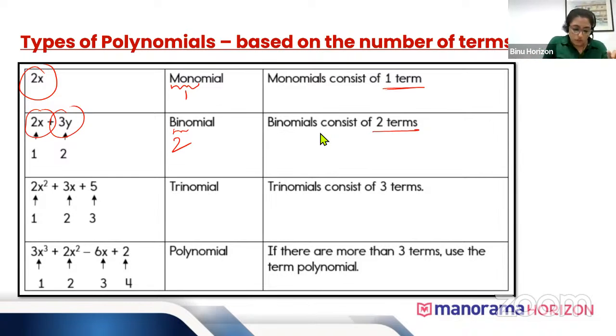Now, trinomial means tri means 3 terms. And how many terms are in this? 2x square plus 3x plus 5. So the terms contained in this are again 3.